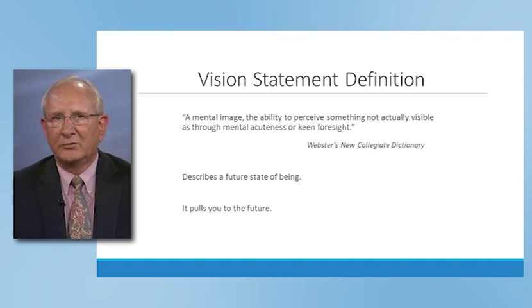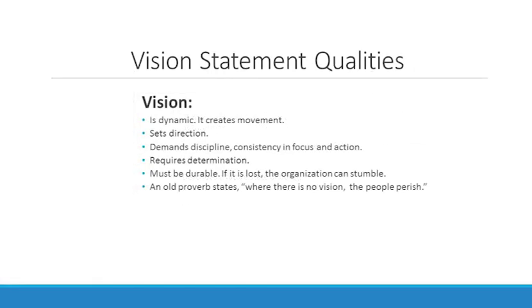A well-known teacher and public speaker describes vision as being dynamic. It creates movement. It sets direction, demands discipline, consistency in focus and action. It requires determination. It must be durable. If it is lost, the organization will stumble.